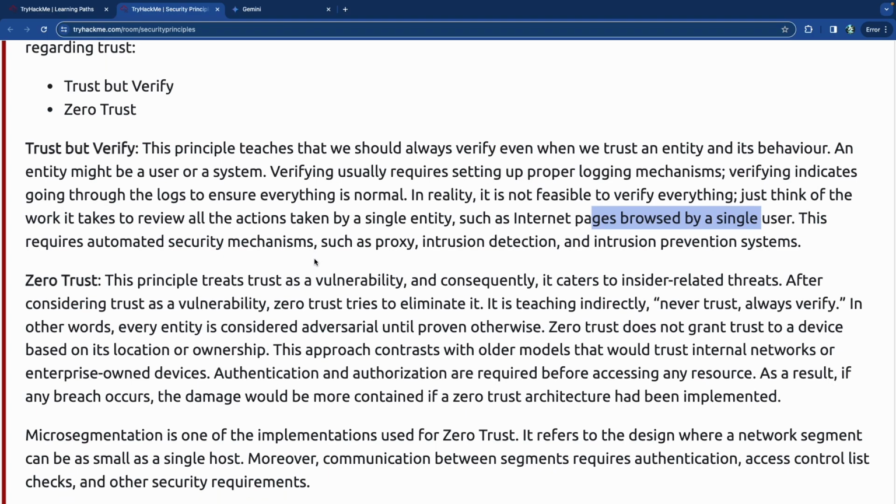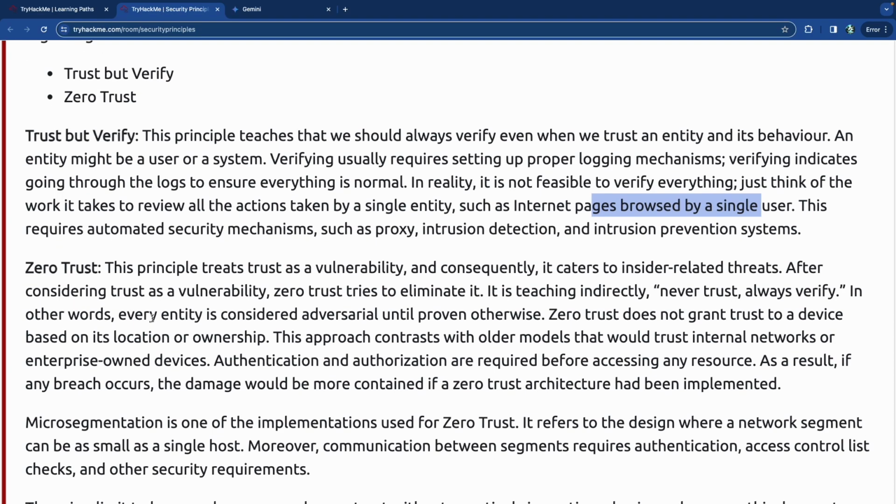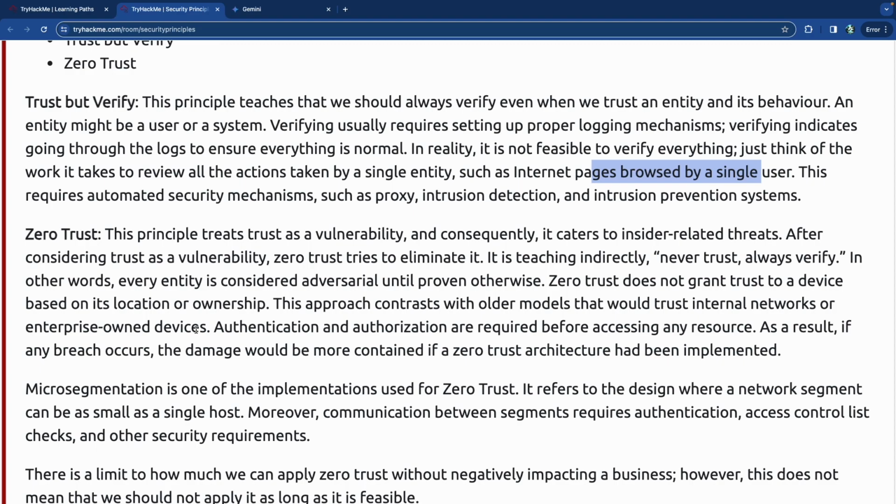Zero trust means you don't trust them at all. So it treats trust as a vulnerability, and consequently it caters to insider-related threats. After considering trust as a vulnerability, zero trust tries to eliminate it. It is teaching indirectly never trust, always verify. In other words, every entity is considered adversarial until proven otherwise. Zero trust does not grant trust to a device based on its location or ownership. This approach contrasts with older models that would trust internal networks or enterprise-owned devices. Authentication and authorization are required before accessing any resource.